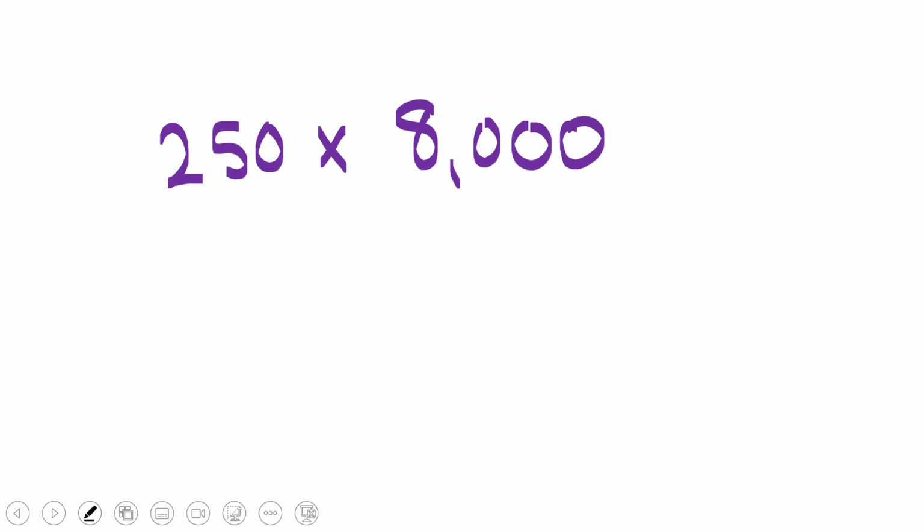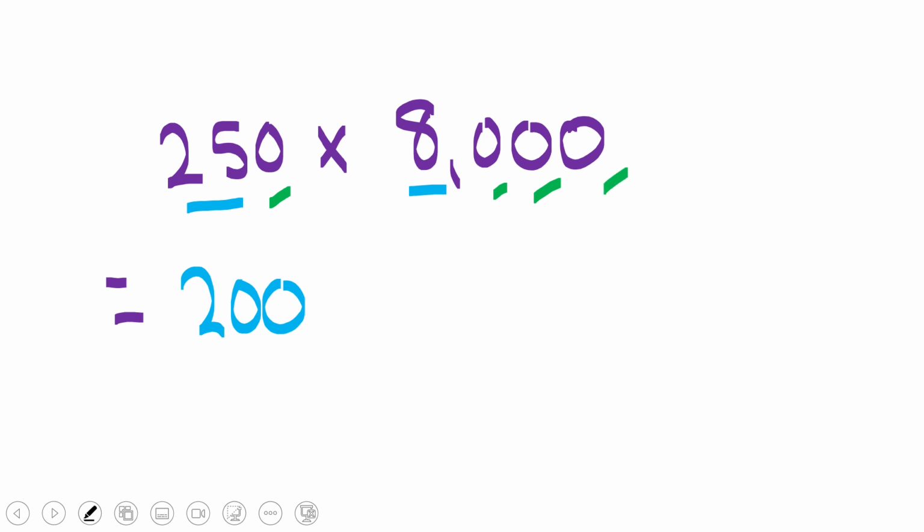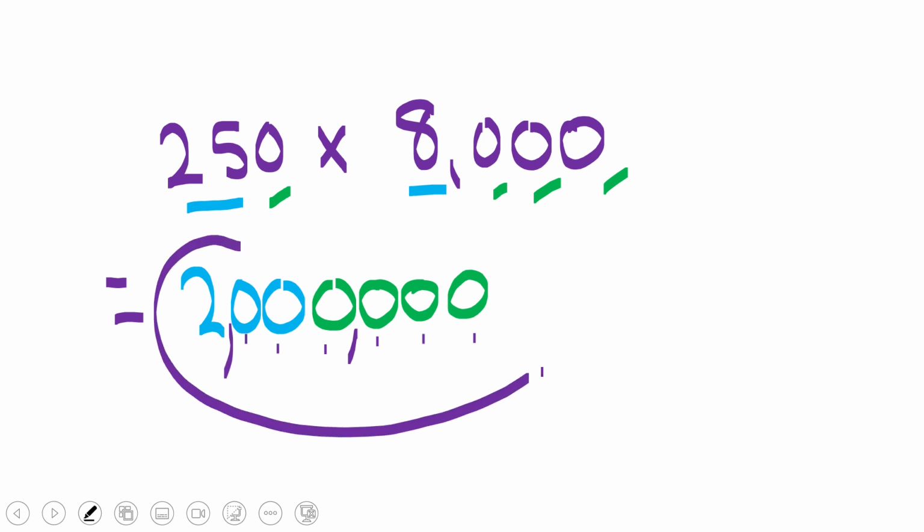Let's try 250 times 8,000. Again, 25 times 8 is 200. And then we place as many zeros as are in our factors: 1, 2, 3, 4. 1, 2, 3, 4. Count back to place commas: 1, 2, 3, comma. 1, 2, 3, comma. 2 million is our final answer here.